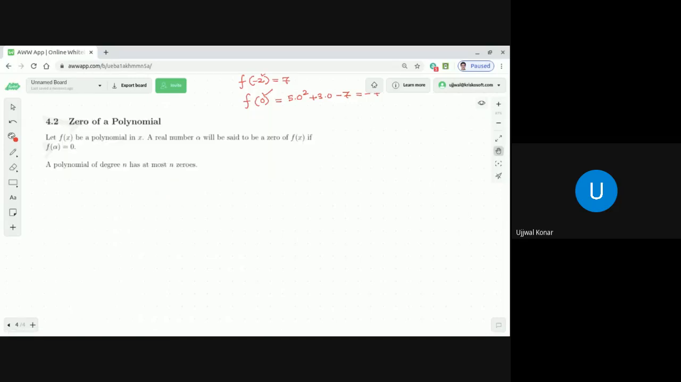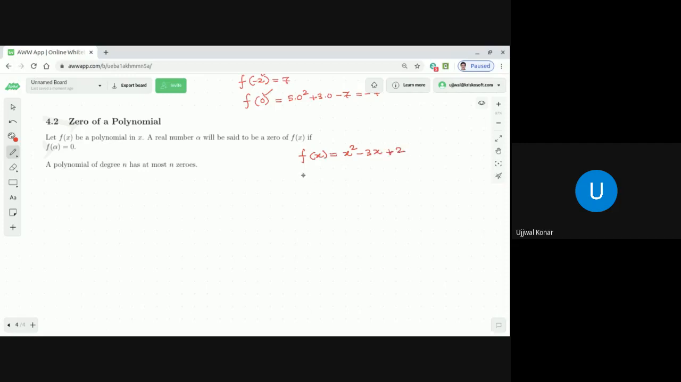Okay. So, as you see, what is the zero of a polynomial? Let f(x) be a polynomial in x. A real number alpha will be said to be a zero of f(x) if f(alpha) equal to 0. Let us understand by means of an example. Suppose we have a polynomial f(x) equal to x square minus 3x plus 2.